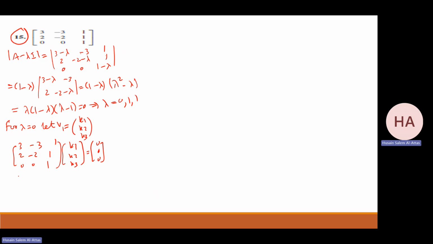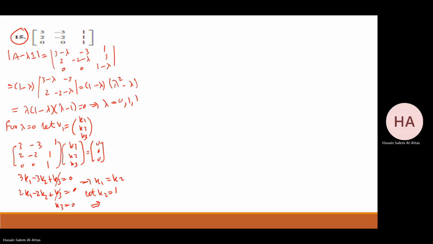So what are the equations? 3K1 minus 3K2 plus K3 equals 0. 2K1 minus 2K2 plus K3 equals 0, and I have K3 equals 0. So this is 0. So from here K1 equals K2. So let K2 equal 1. I'm getting K1 equal 1. So my V1 will be 1, 1, 0.